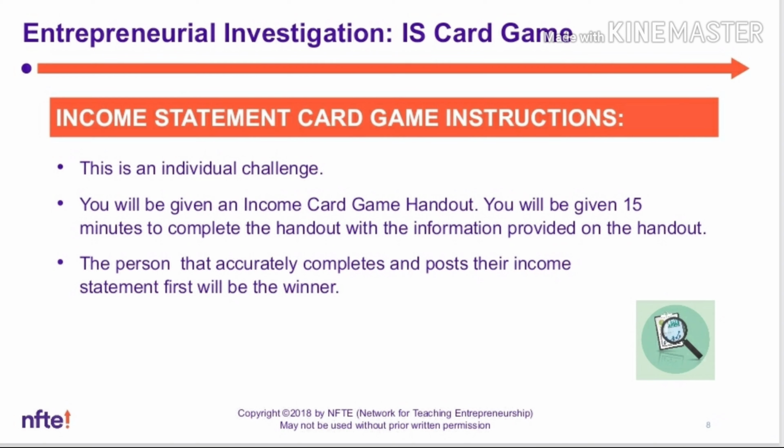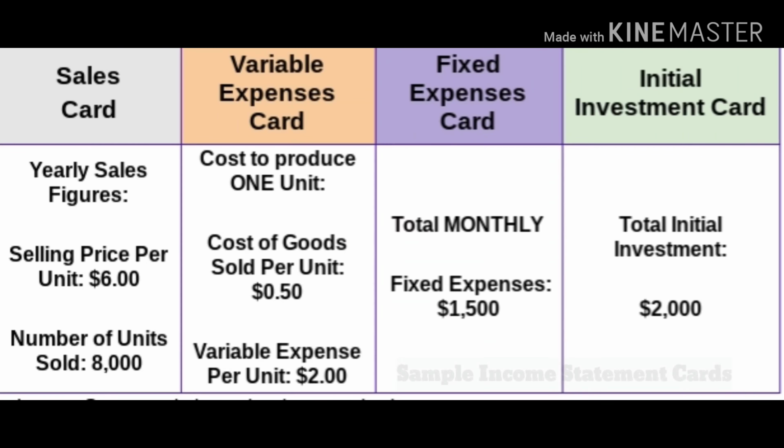Okay, let me explain what's on the handout just so you have a little bit of an idea. All right, so here is an example of what's on the handout. These are sample income statement cards. So there's 4 different types of cards. There's a sales card, variable expenses card, fixed expenses card, and initial investment card. So you're going to take all these factors into consideration when you fill out the income statement. Now, you are very familiar with filling out income statements, so this shouldn't be a problem for you. There's just some things that you guys have to pay close attention to.